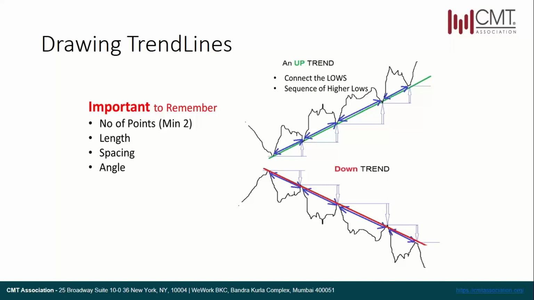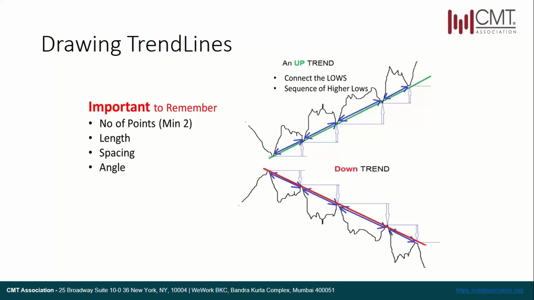Similarly, in the case of a downtrend, you connect the highs, which are lower in nature, a sequence of lower highs one after another, and that will give us the trend reversal point, above which the trend is assumed to be reversing from the downtrend. Now, what is important to remember here is that for any trend line to be drawn, or for that matter any line to be drawn, geometrically, we basically need only 2 points.